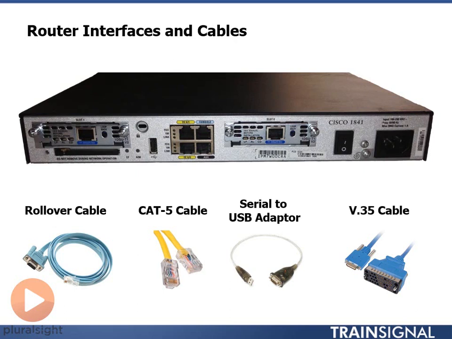So the console and aux ports are used for configuration. Our fast Ethernet ports are used to transfer data. That's what we're going to hook up to either a switch or a switch and then a PC. So we're going to have basically network devices hanging off of those fast Ethernet ports. And then our WAN interface cards, the serial ports, these two cards in here, we're going to use those to connect to other routers.